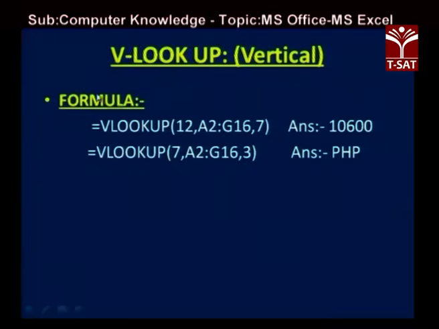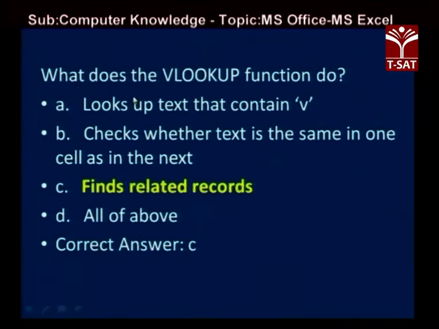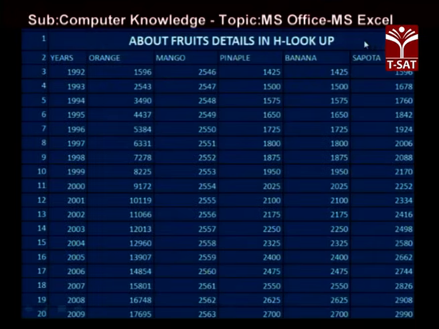VLOOKUP means shortcut key. What does the VLOOKUP function do? What will it do? It finds the related records in a vertical way. Vertical searching options is what we have to find out. Next HLOOKUP. HLOOKUP means horizontal calculations, horizontally searching the related data.